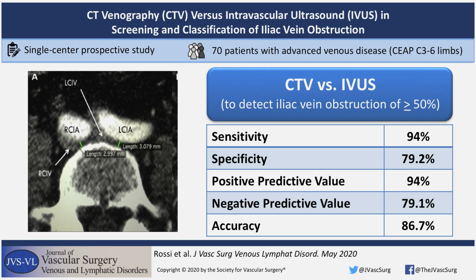CT venography had a sensitivity of 94% and a specificity of 79.2%. The positive predictive value was 94% and the negative predictive value was 79.1% with an overall accuracy of 86.7%. So the take-home message of this paper is that CT venography is a powerful screening method in determining the point of compression and the degree of iliac vein obstruction when compared with intravascular ultrasound examination.